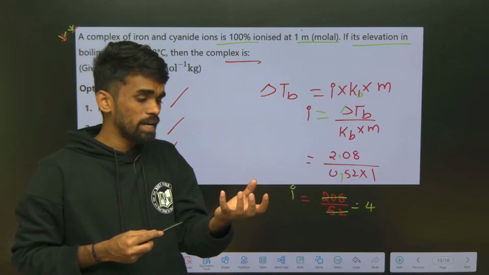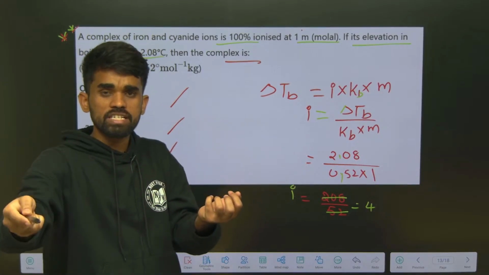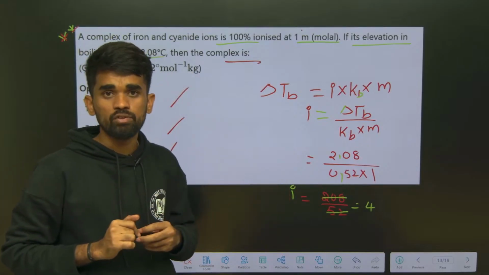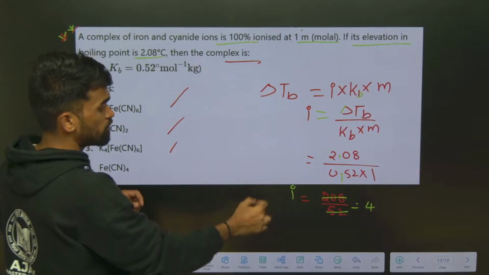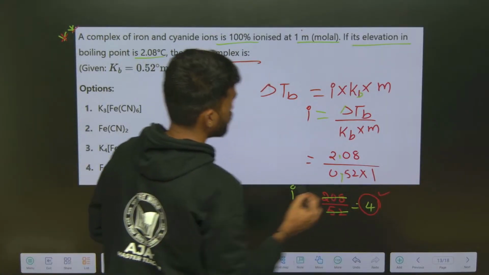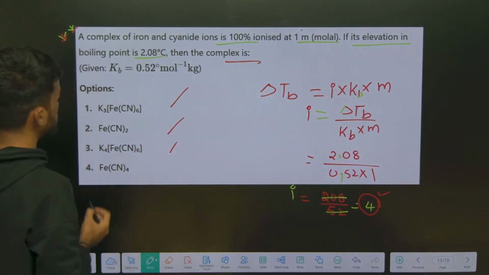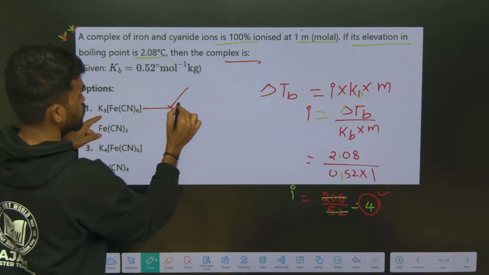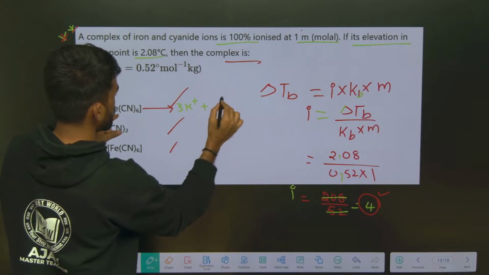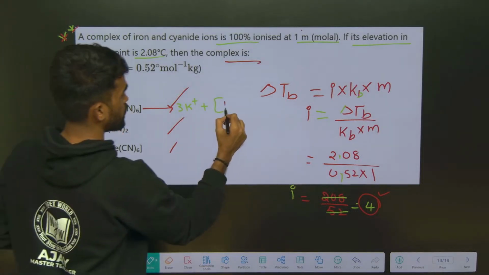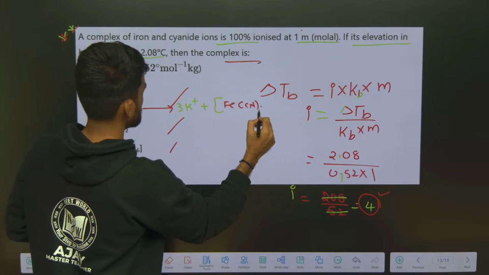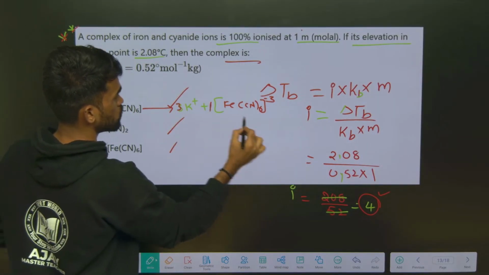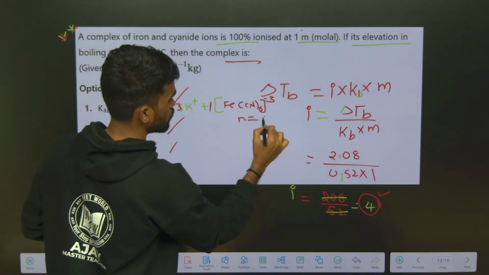When an electrolyte is given, after dissociation, the number of ions formed is considered as its i value, the Van't Hoff factor. So after dissociation you should get 4 ions from the respective solution. Look at this: if it undergoes dissociation, how many ions will you get? 3 potassium ions, 3 K plus ions, and 1 complex ion like Fe(CN)6 to the power minus 3. So total ions, this is 3 and this is 1. Total number of ions are 4.